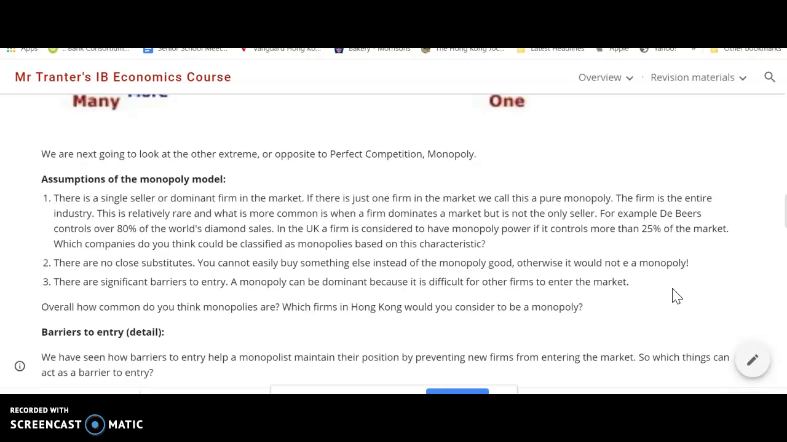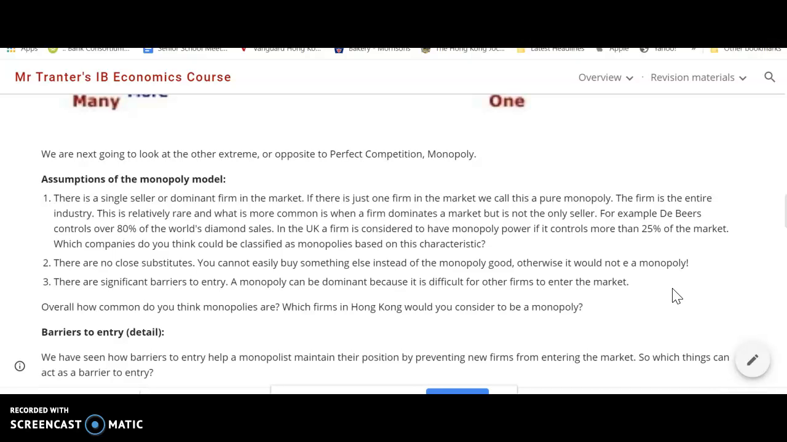What you are more likely to come across is a market which is dominated by one firm. An example of that would be De Beers, which controls over 80% of the world's diamond sales. Now, there isn't always a specific percentage where we would say that's a monopoly. It can vary from country to country. In the UK, a firm is considered to have monopoly power if it controls more than 25% of the market. Now, in that situation, you might have quite a few markets where there might be described as a monopoly. But obviously, if there's a few firms with more than 25%, you wouldn't describe that as a monopoly. You would describe that as an oligopoly.